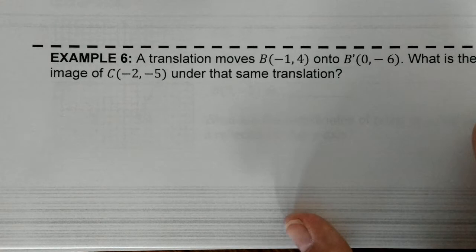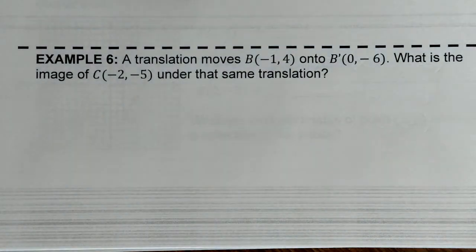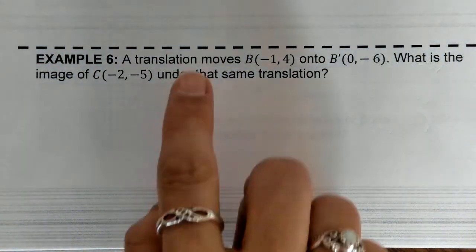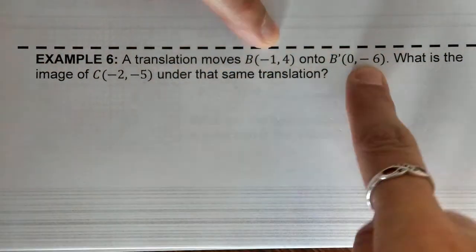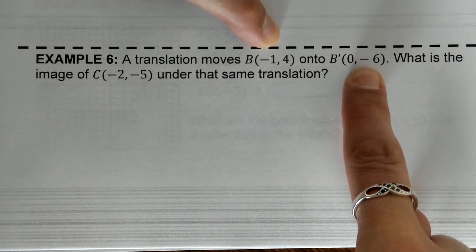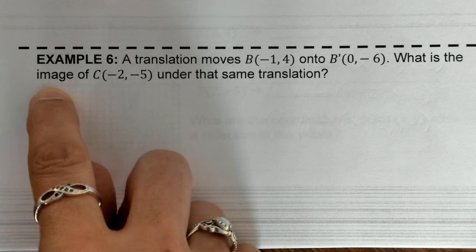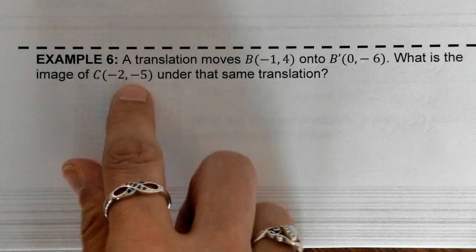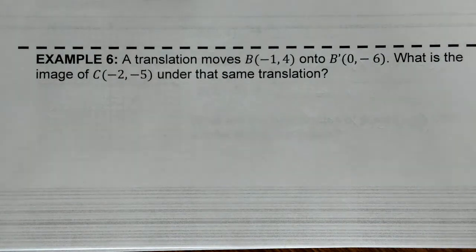We are now going to figure out what the rule is so that we can apply it to another figure or another point. So here we have a translation that moves B onto B prime. Okay, so we're going to use these to figure out what the rule is, and they want to know what is the image, the C prime of C, but we want to use that same rule. So let's take a look at how to do this.